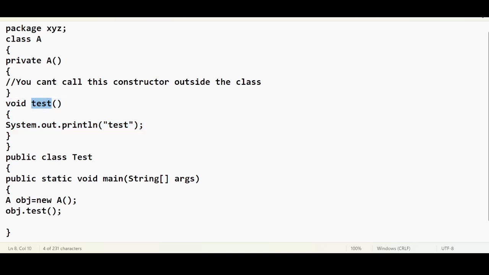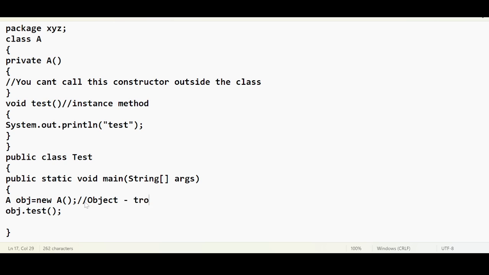So this is a test method. This is an instance method. I want to call this instance method from outside the class. So object creation is mandatory. So I need to create an object. But I am facing a trouble here. We have a trouble here.